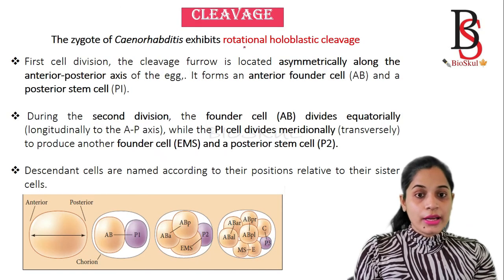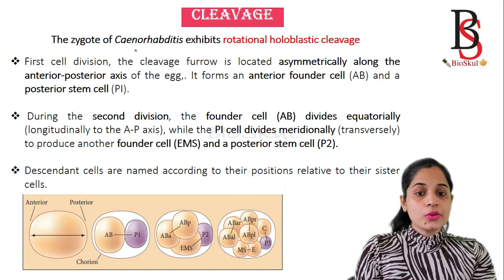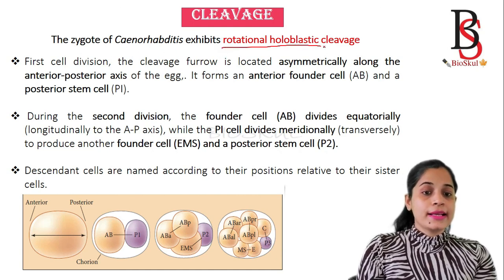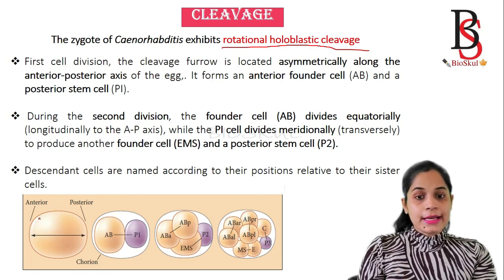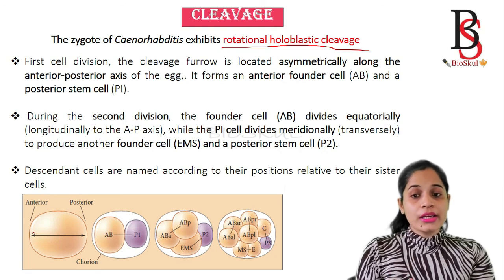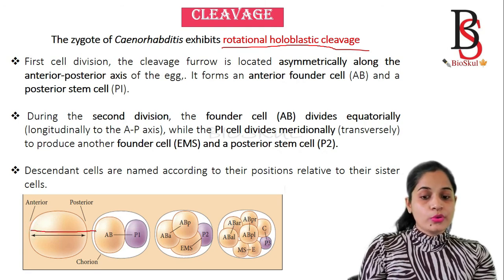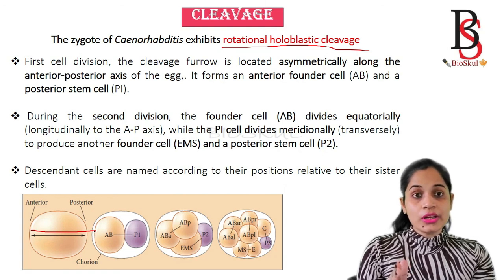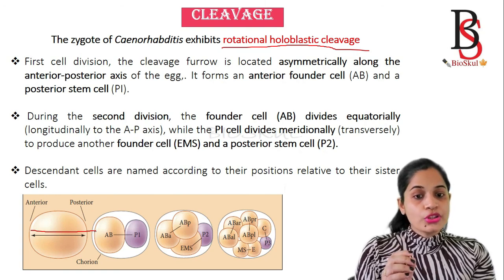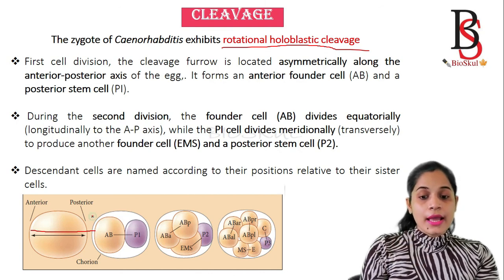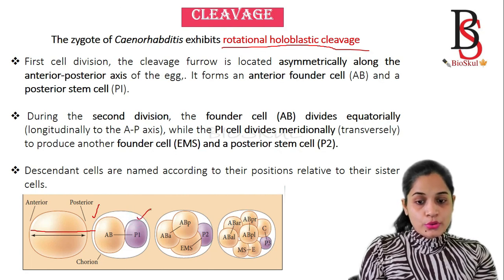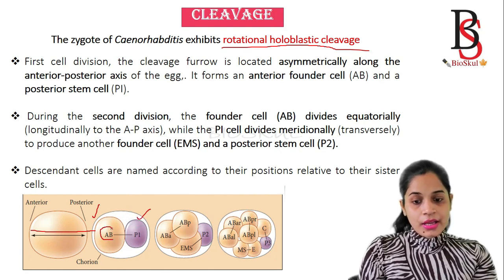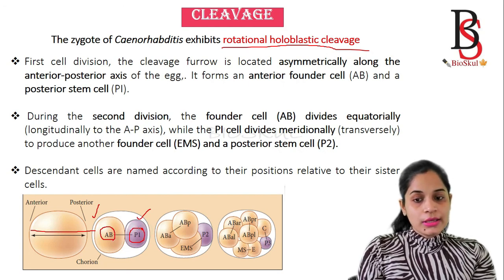Now the cleavage. After fertilization there will be cleavage, and Caenorhabditis elegans, that is C. elegans, exhibits rotational holoblastic cleavage. In the first cell division, the cleavage furrow is located along the anterior posterior axis, and it forms an anterior founder cell and a posterior stem cell. Anterior AB is the anterior founder cell, and P1 is the posterior stem cell.